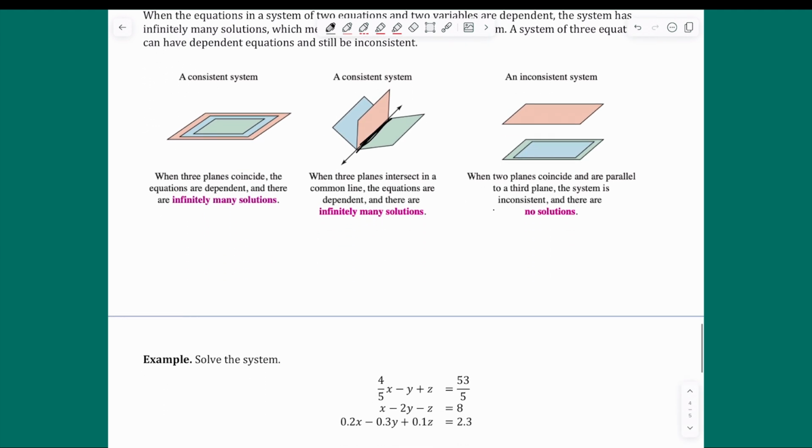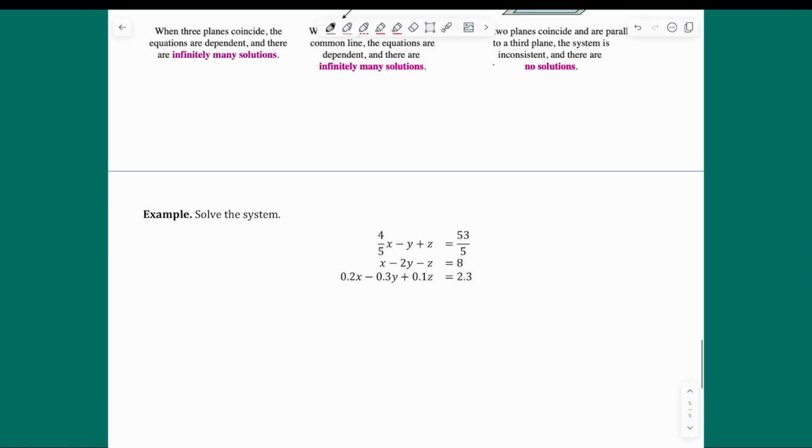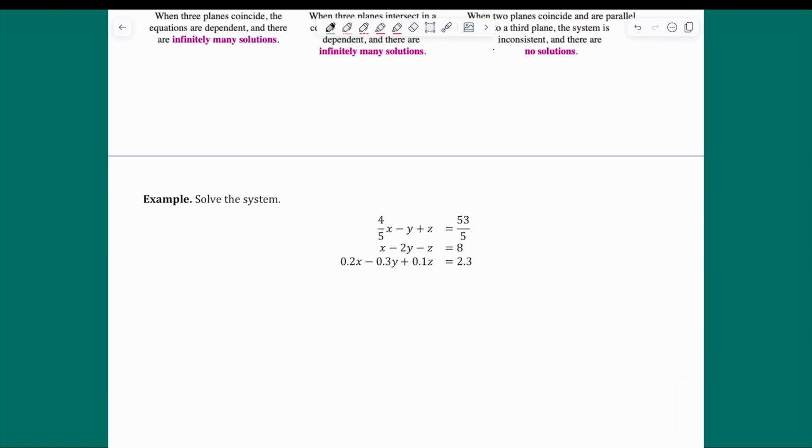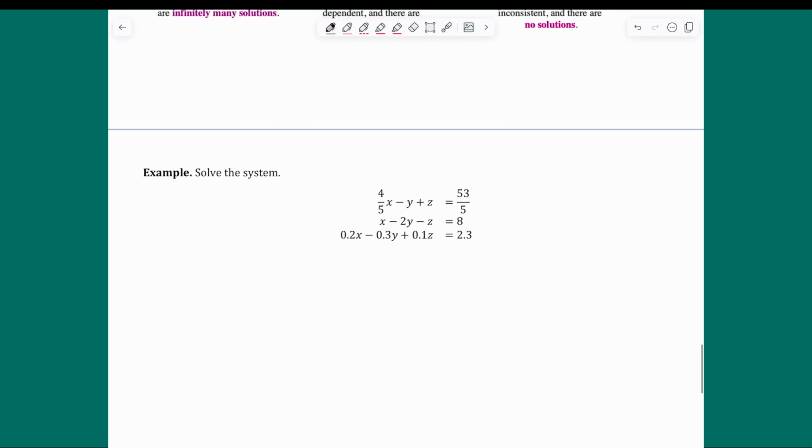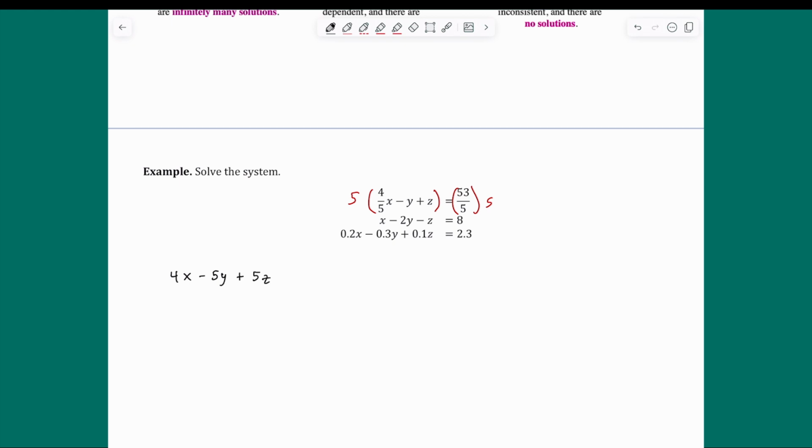So let's see an example of maybe where that might happen. So this next example here, we're going to solve the system 4/5 x minus y plus z equal to 53 over 5, x minus 2y minus z equals 8, 0.2x minus 0.3y plus 0.1z equal to 2.3. Okay, so I'm going to go ahead and clear the fractions and clear the decimals. So the first equation here, I'm going to multiply it by 5 on both sides. And doing so would give me 4x minus 5y plus 5z equals 53.